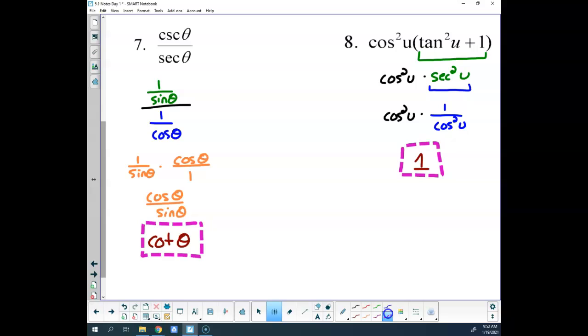Yes, ma'am. As long as I can follow your logic. Yep. You could have distributed in cosine squared times tangent squared. Cosine squared times tangent squared is cosine squared times sine squared over cosine squared, which is just sine squared. Cosine squared times 1 is cosine squared. So then you would have sine squared plus cosine squared, that's just 1. Yep.